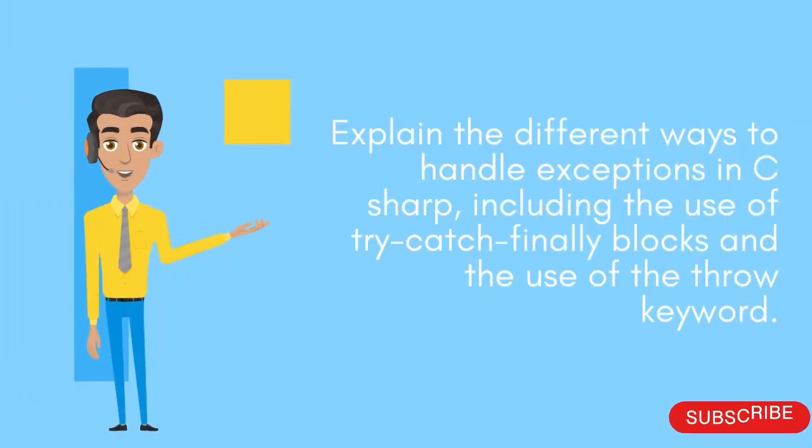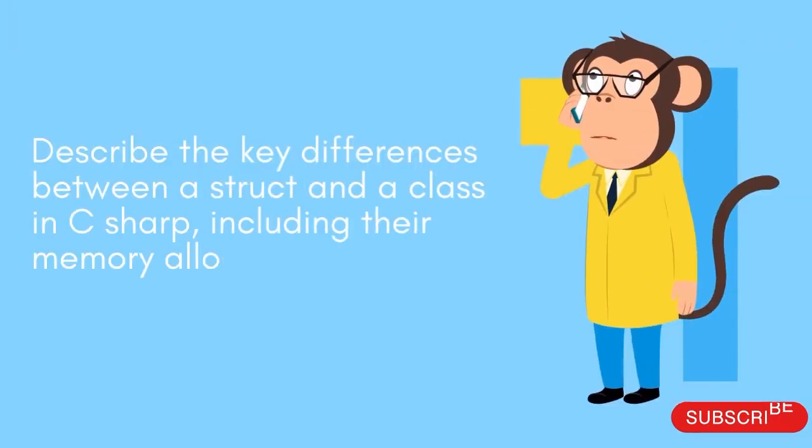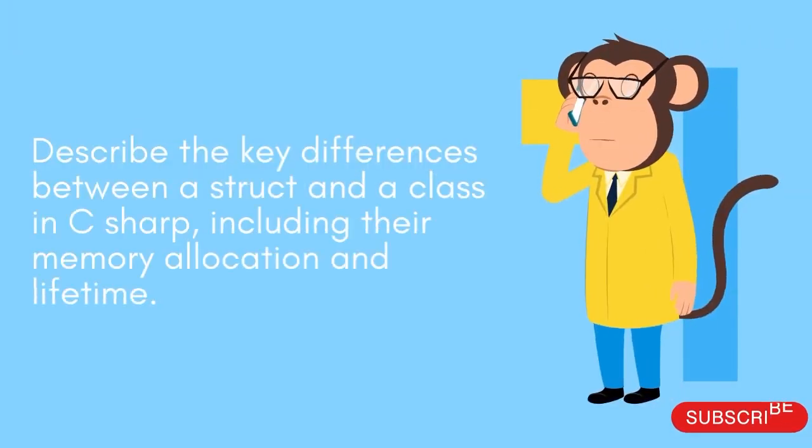Explain the different ways to handle exceptions in C#, including the use of try-catch-finally blocks and the use of the throw keyword. Describe the key differences between a struct and a class in C#, including their memory allocation and lifetime.